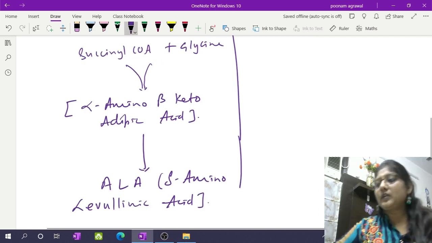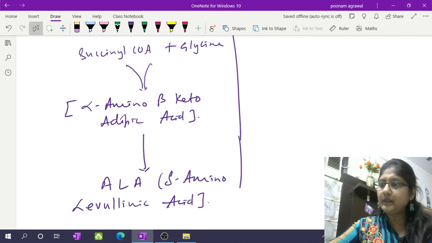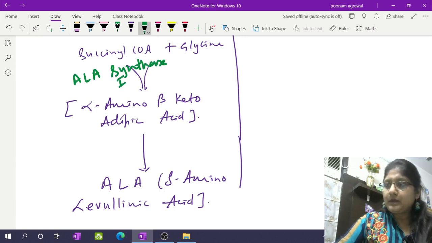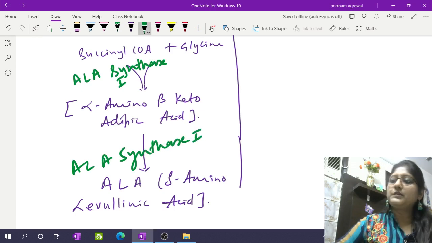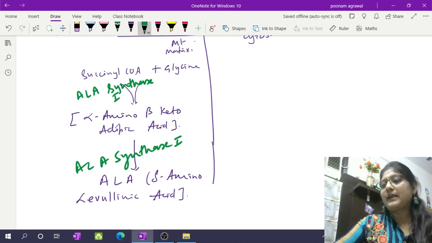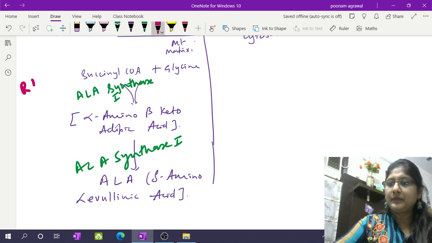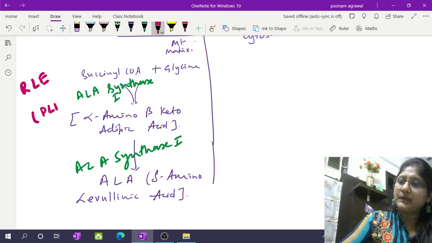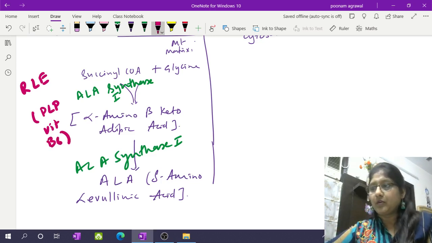But the ALA is not instantly produced. We have one intermediate, alpha amino beta keto adipic acid, and this reaction is catalyzed by ALA synthase 1. So ALA synthase 1 produces ALA in liver with the intermediate formation of alpha amino beta keto adipic acid. This ALA synthase 1 enzyme is the rate limiting enzyme in liver. This enzyme needs PLP, which is vitamin B6. So we need vitamin B6 for making heme.